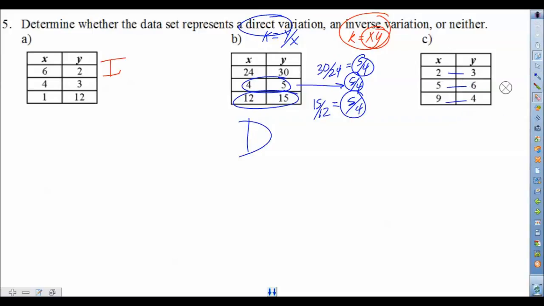Notice here, multiply, multiply, multiply. We don't get the same amount. What happens when we divide them? 3 divided by 2. Can't reduce it. 6 divided by 5. Do you notice you can't reduce 6 divided by 5? Now, do you see why we can stop right now? We already checked that multiplying them won't work, so we know it's not inverse. Because just the first two didn't match up, we've established that it's not direct, so we know that the correct answer here is neither.